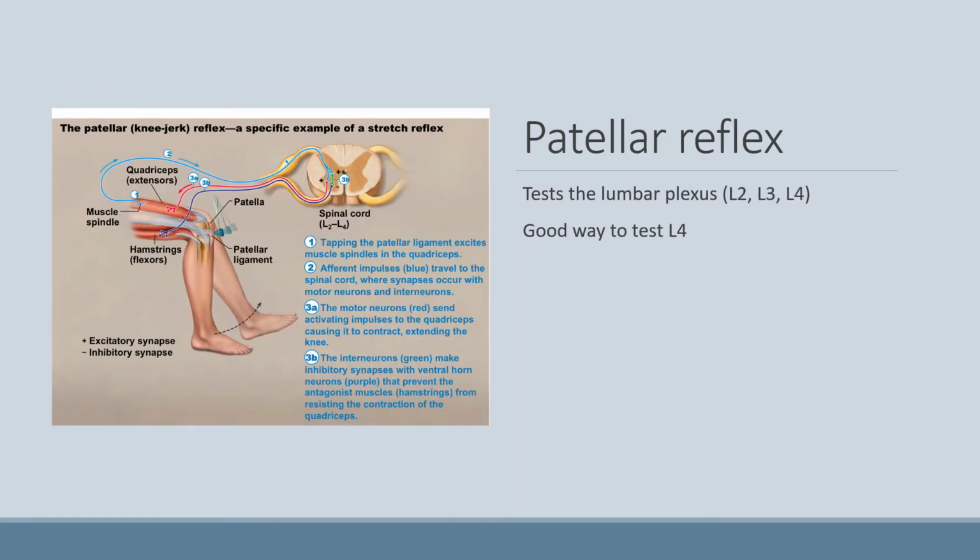An example of a reflex is the patellar reflex. It tests the lumbar plexus, and it's a good way to test L4. So you tap on the knee, which causes a stimulus in the muscle spindles in the quadriceps, and then you have your impulses, which travel through the sensory neuron to the interneuron, and it sends a motor signal to the quadriceps which causes that slight kick that you see with the patellar reflex.